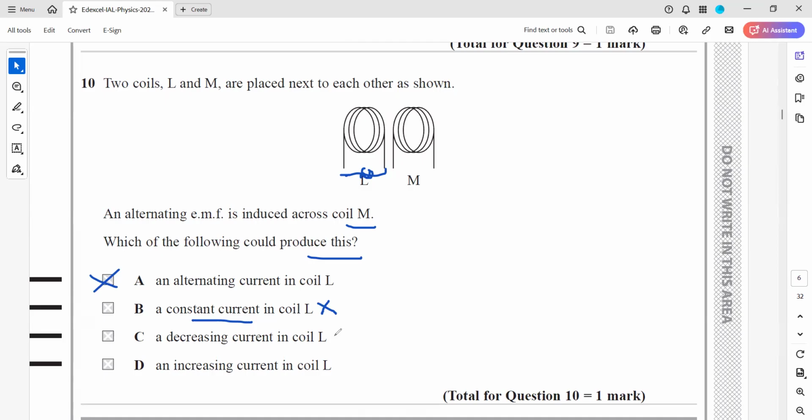Decreasing a current, we want a continuous EMF to be produced. When we decrease the current, there will be a change in magnetic field, which induces EMF for a short time. Once the current is constant, the induced EMF will stop. An increasing current again will produce EMF once, but what we want is an alternating induced EMF across M. So we need an AC supply which produces a constant change in magnetic field, and constant change in magnetic field induces EMF in the secondary.